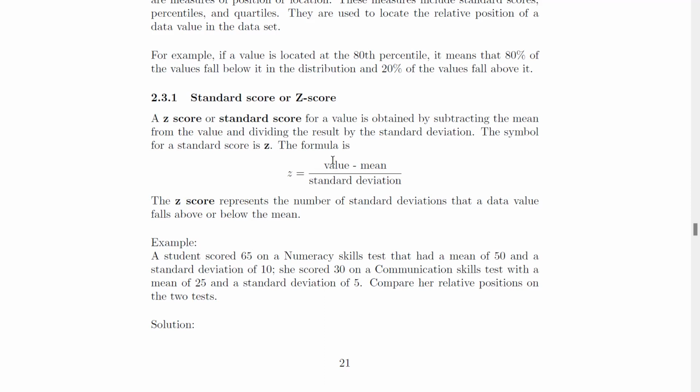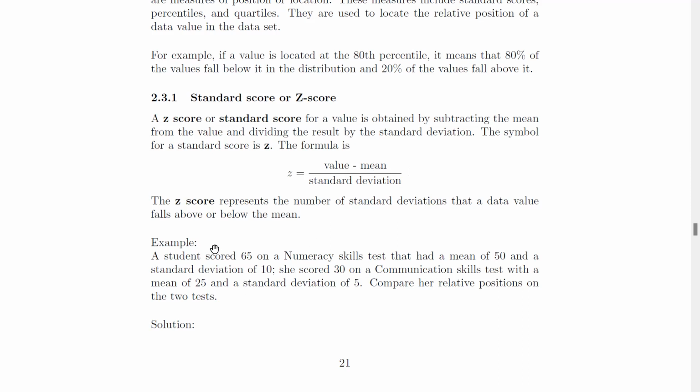If you're looking at a data set of, say, ages of students in your class, once we know the mean of the ages and the standard deviation of the ages, if I'm considering a particular data point, somebody who is, let's say, 30 years, I take away the mean of the ages in the class and divide it by the standard deviation, and that gives me the Z-score.